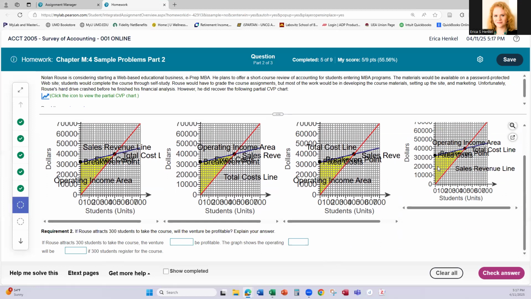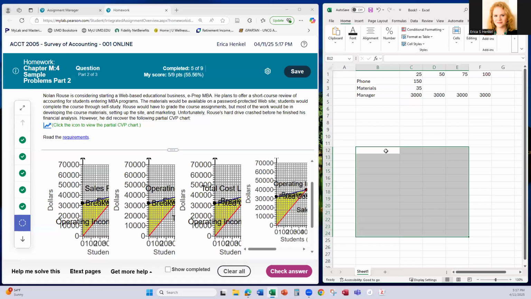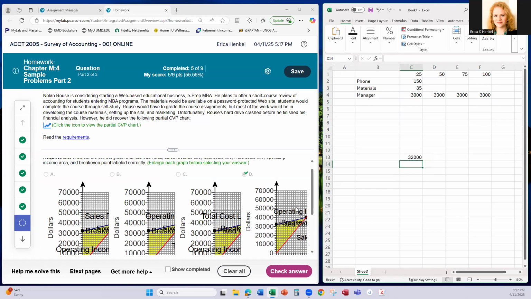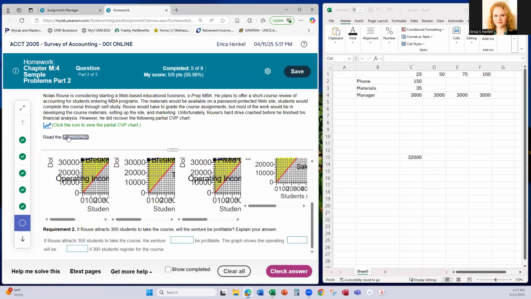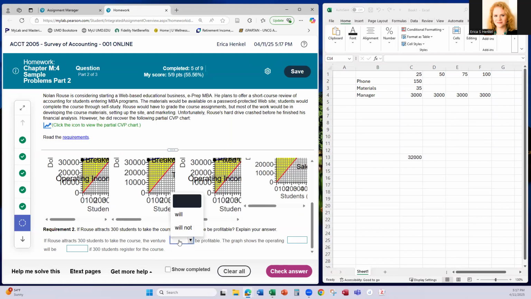Let's see here. So if they have fixed costs at, looks like $32,000 here. I'm going to move this over so I can use my thing here. All right. So fixed costs of 32,000. And it looks like I'm going to look at this one because I can see it better without the labels. Okay. So it looks like our break-even point here is at 400 students. And they're saying, will we break even at 300 students? No, we will not, because of the break-even point.